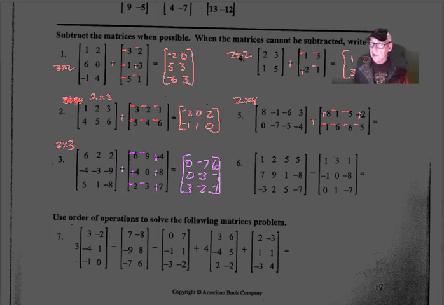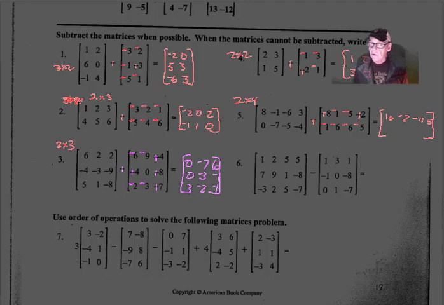Okay, got that done. Now it's going to be a 2 by 4. And 8 plus 8 is 16. Negative 1 plus negative 1 is negative 2. Negative 6 plus negative 5 is negative 11. And 3 plus 2 is 5.